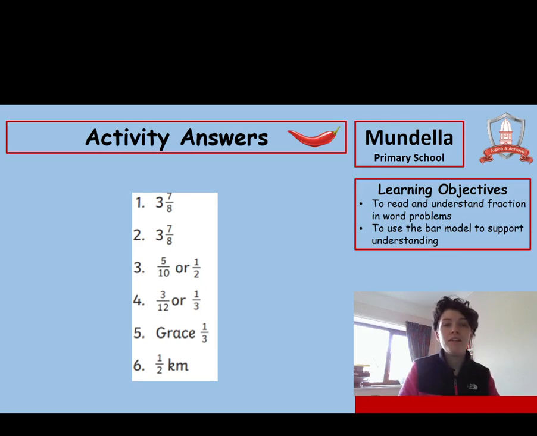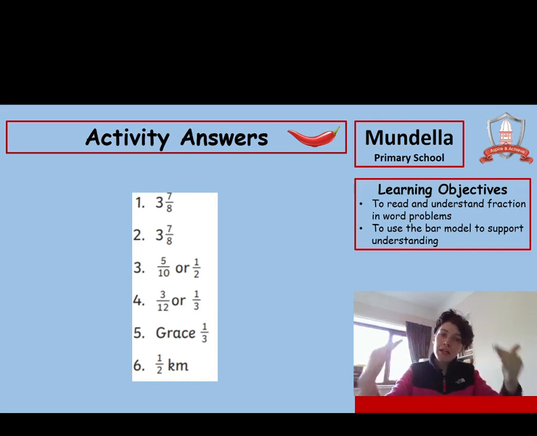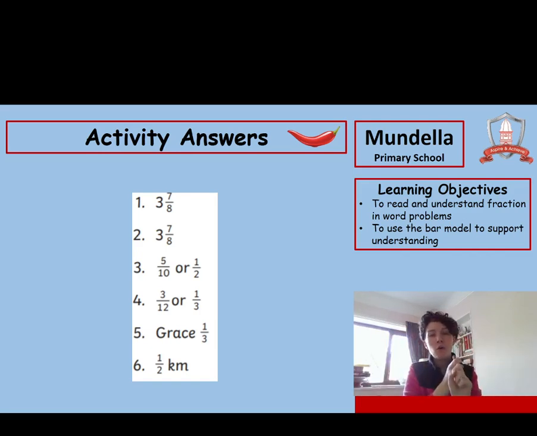Everyone, very well done for your work and effort today. I know it can be quite tricky when we're presented with word problems, but the steps to success are quite simple when you break it down. You need to read the question carefully. Pick out the key information, like the fraction amount, and the key vocabulary that will tell you whether you're adding or subtracting.